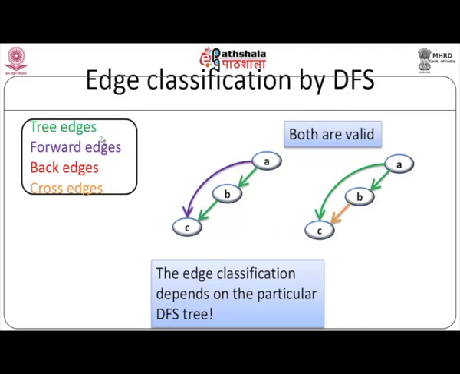Now, it depends on the particular tree. So, suppose you have A, B, C and you have an edge A and C. Look at this, they are two different depth first searches. Here A and C is a forward edge, while in the second one B C is a cross edge because B is neither a descendant nor an ancestor of C. So, if that is a DFS, then this is a back edge. So, this is the idea. Both are valid.